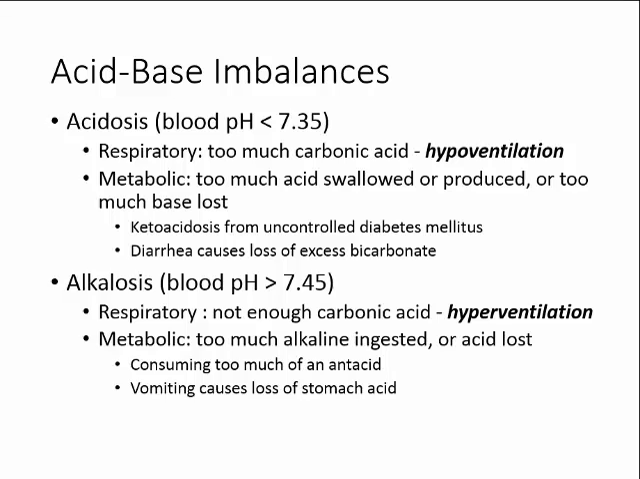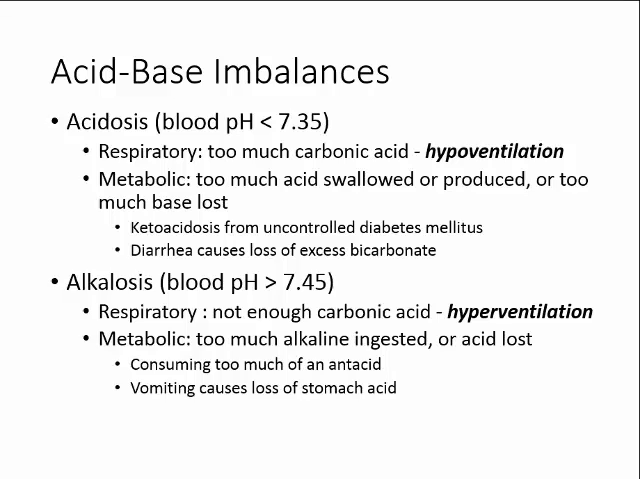Ketoacidosis is a condition we see in people with uncontrolled diabetes mellitus. The acid comes from metabolic problems in the cells. But other causes can be as simple as diarrhea, which causes a loss of excess bicarbonate from the body. Alkalosis can be respiratory or metabolic as well.